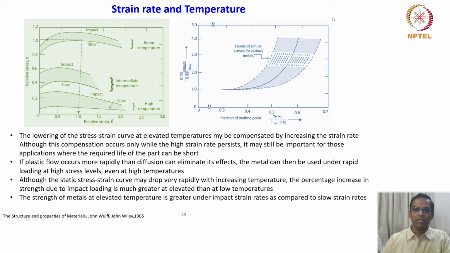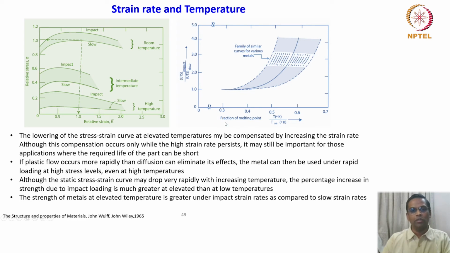And I'm just showing another very interesting plot. What does this plot show? It is the UTS ratio, UTS impact to UTS slow, that is high strain rate to slow strain rate, versus the fraction of melting point, that is temperature in Kelvin divided by melting point in Kelvin. Usually this fraction is called homologous temperature. We will see it in the high temperature behavior. We will use the term homologous temperature. Normally this is called homologous temperature.